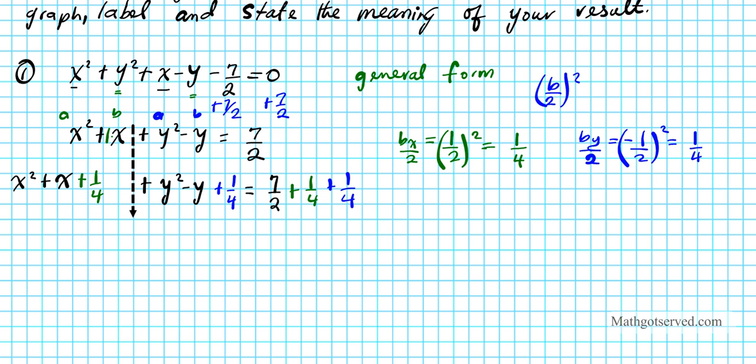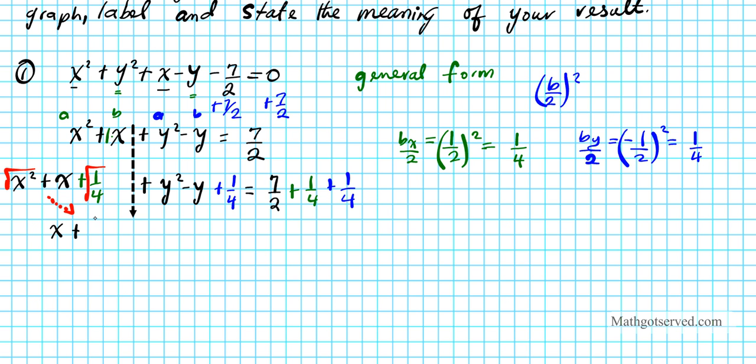Now let's simplify the left side. We have a perfect square trinomial, so we're going to use the factoring trick. We just root the first term and the last term, and then you bring down the middle sign. So the square root of x squared is x. The sign here is plus.